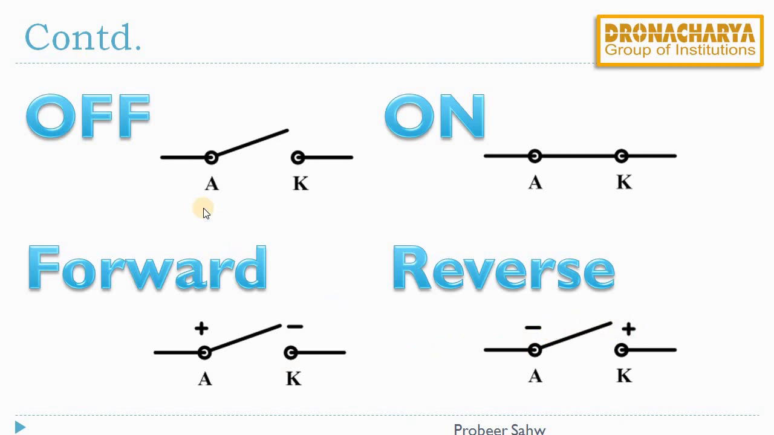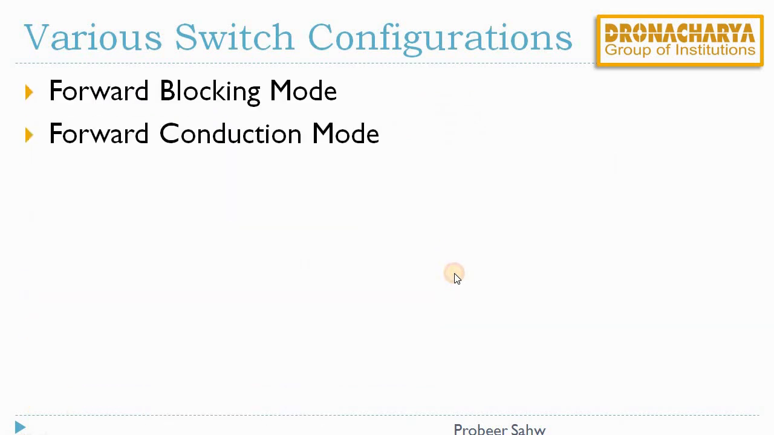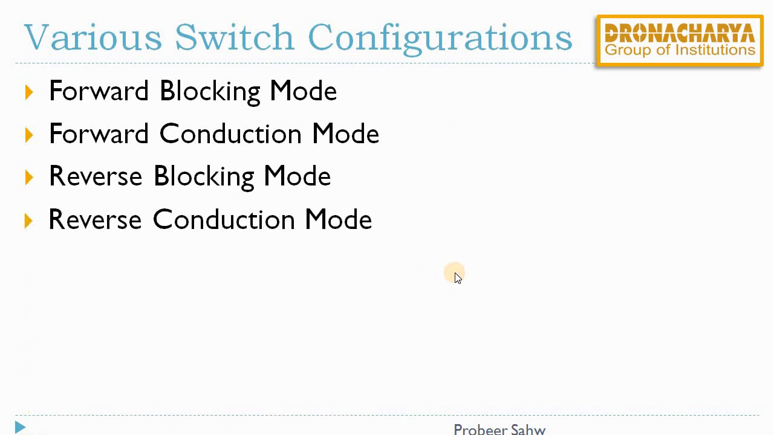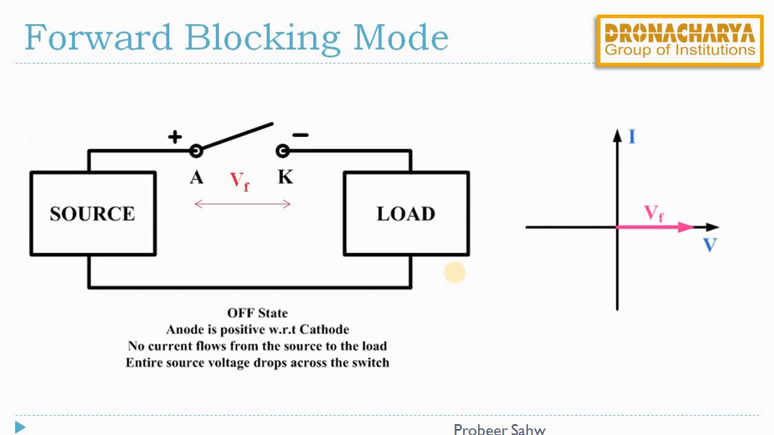So with this combination of off, on, forward and reverse, we have various switch configurations: forward blocking mode, forward conduction mode, reverse blocking mode, reverse conduction mode. Whenever we describe switches in these configurations, we also describe the IV characteristics or VI characteristics of the switches along with their operation. The first mode is forward blocking mode.